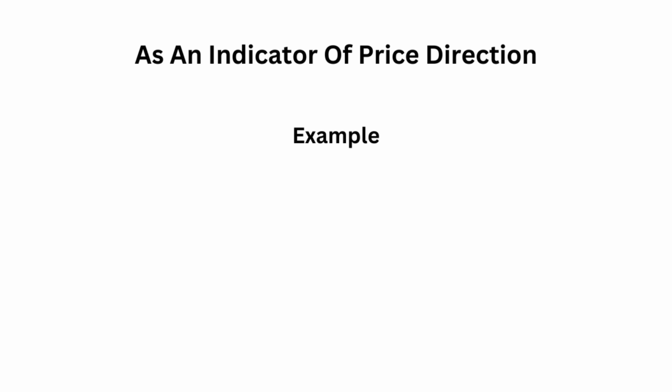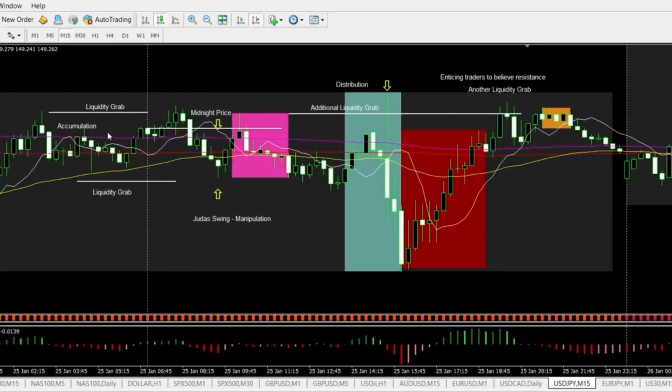The Judas Swing as an indicator of price direction. Here's how to use the Judas Swing as an indicator of price direction. We see here there's an accumulation occurring during the Asian session. Then price moves to the upside to grab the liquidity created in the London session after midnight. Again, this is your clue that price is going to move to the downside because it had moved up a decent amount to grab liquidity.